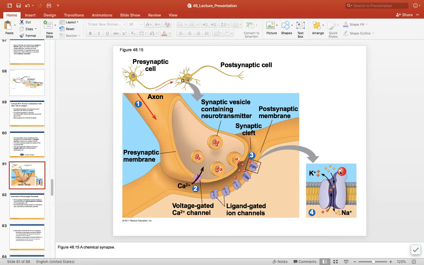And this is what it looks like up close here. So that's going to cause a chain reaction, a communication reaction. We also have calcium that can travel into that other cell, helping it to move those neurotransmitters.